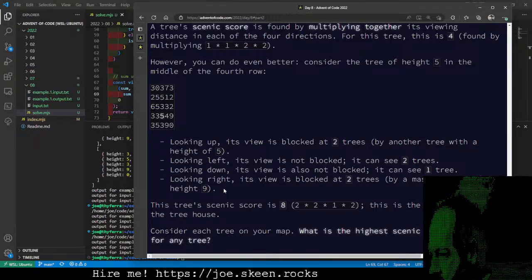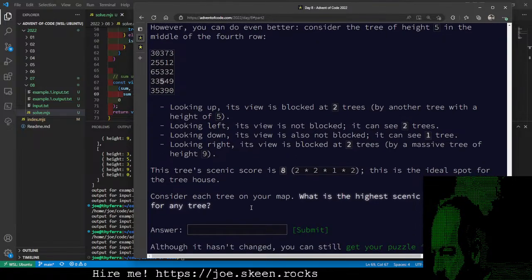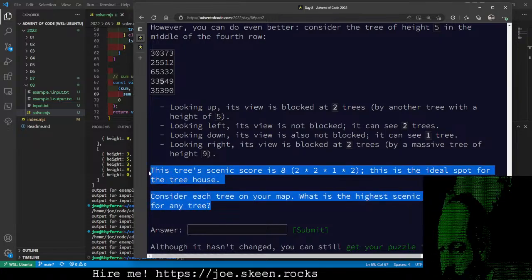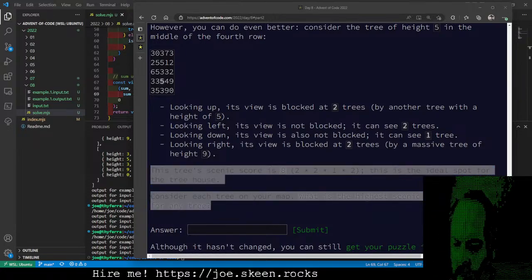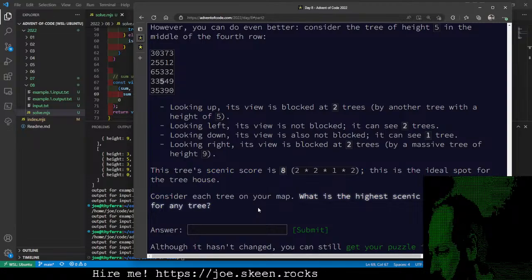Looking down, its view is also not blocked. It can see 1 tree. Looking right, its view is blocked at 2 trees by a massive tree of height 9. This tree's scenic score is 8, 2 by 2 by 1 by 2. This is the ideal spot for the treehouse.